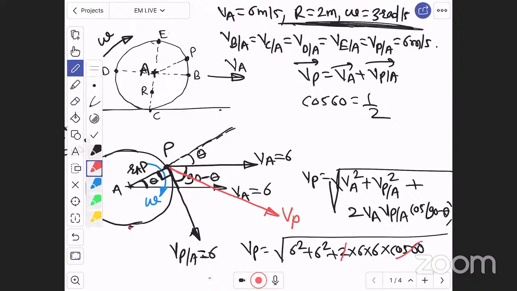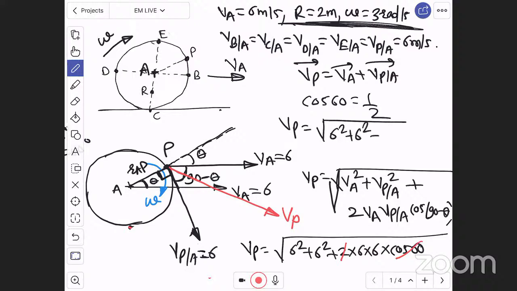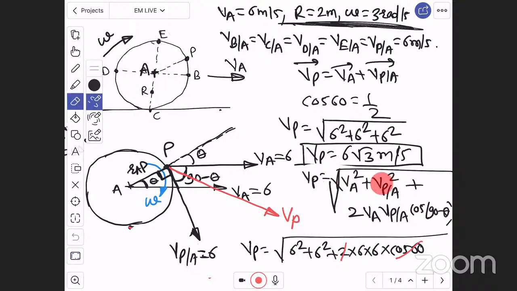1. Therefore, the answer will be velocity of P equal to under root of 6 square plus 6 square plus 6 square, which is the velocity of P is equal to 6 root 3 meter per second. Velocity of P will be 6 root 3 meter per second. This is your answer for velocity of P point. Right.